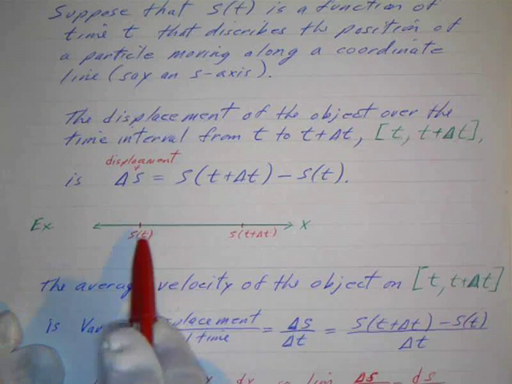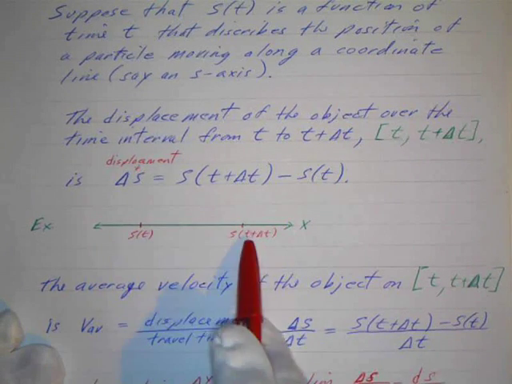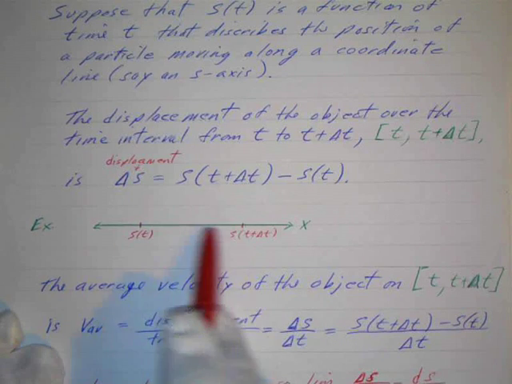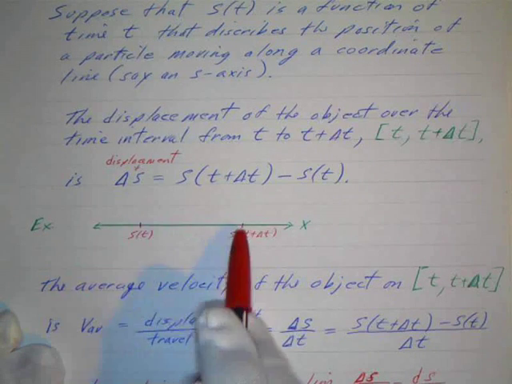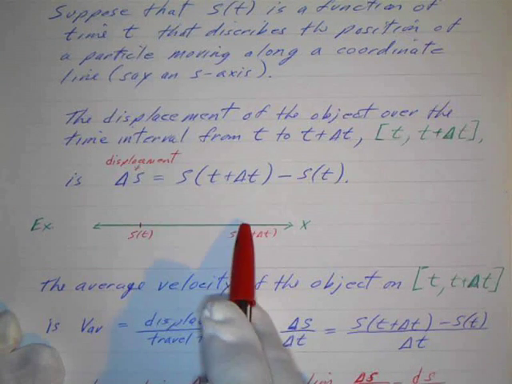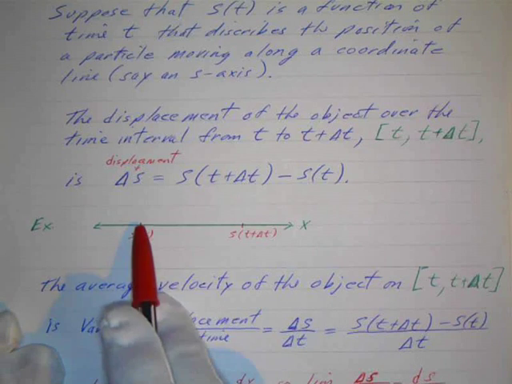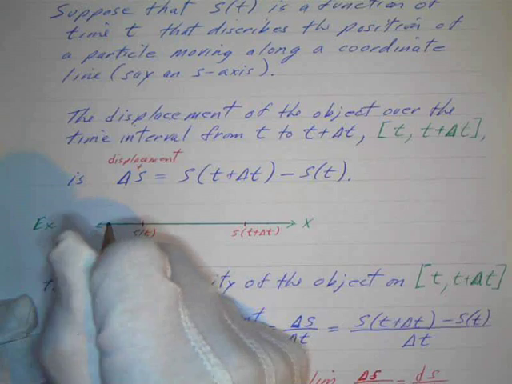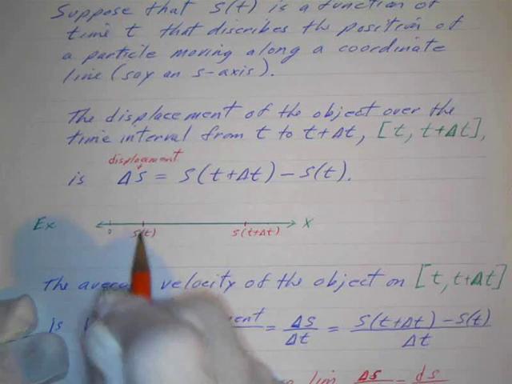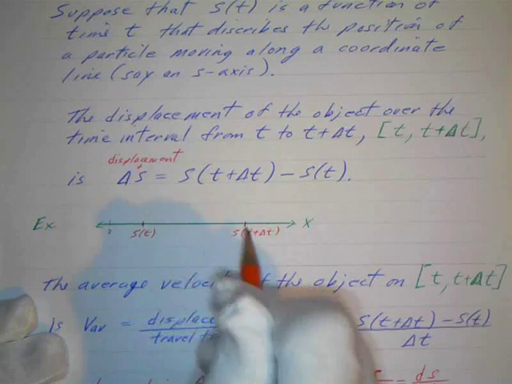So this is my initial time t, and this is my final time t plus delta t. The change between them is delta t. This is what happens during this change of time. So if I start here and I end up here, then the displacement is just this position minus that position. In other words, if this happened to be 0, say this is 2, this is 8.